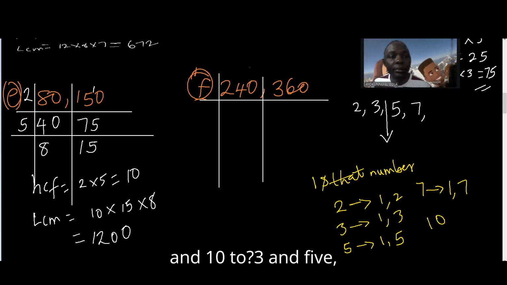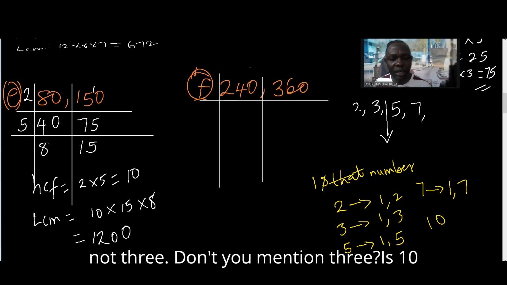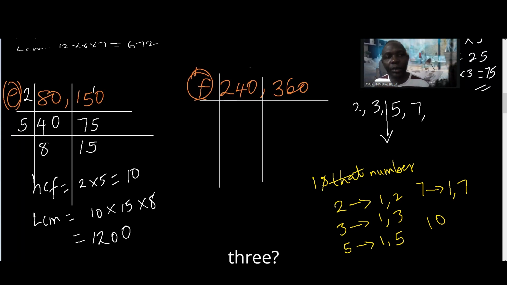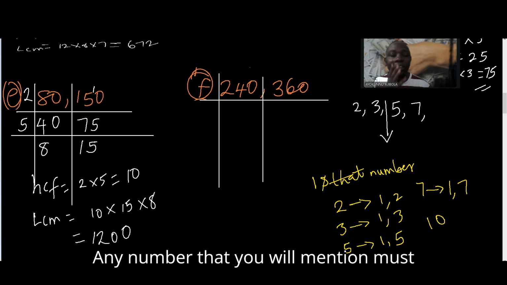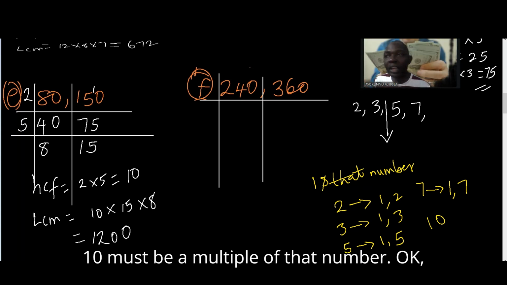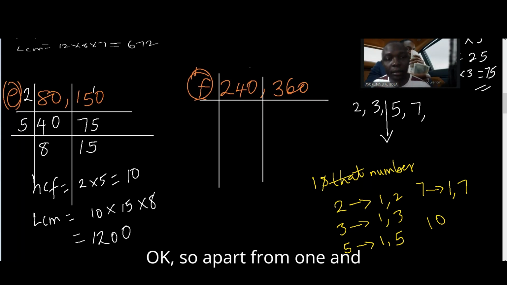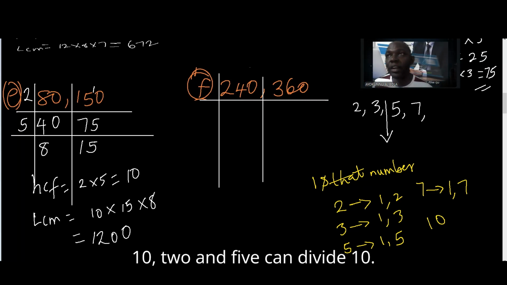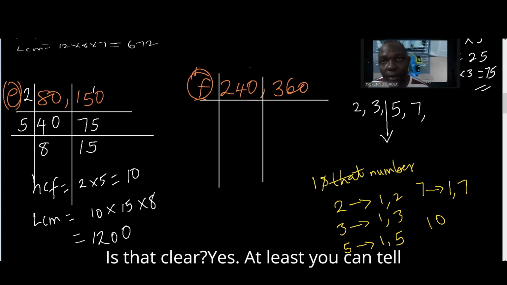Apart from 1 and 10, 2, and 3, 5. Not 3. Don't even mention 3. Is 10 a multiple of 3? Why are you giving me 3? Any number that you will mention, 10 must be a multiple of that number. Okay. So apart from 1 and 10, 2 and 5 can divide 10. Is that clear?